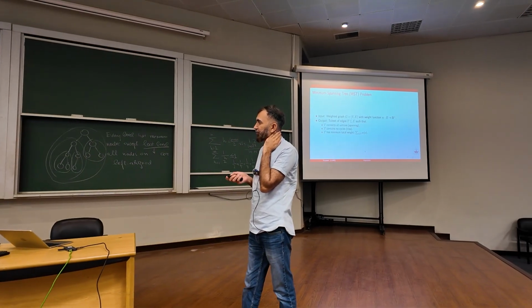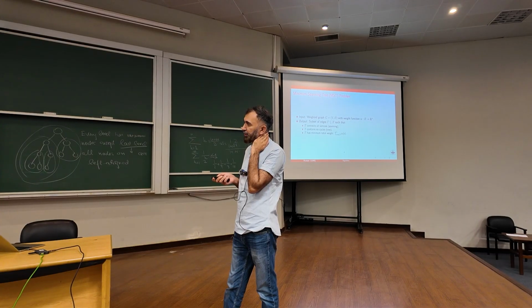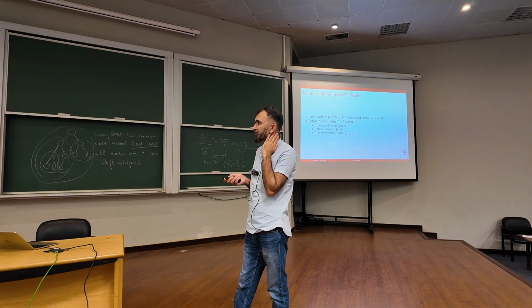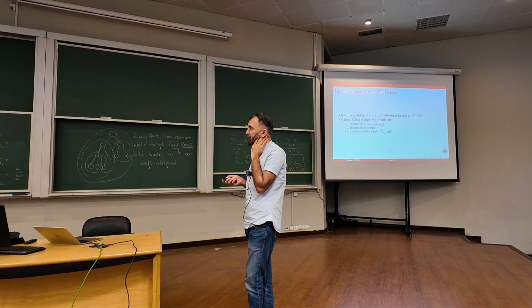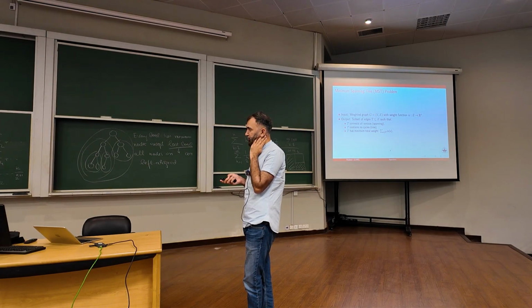So we have a graph and we have a weight function, and we are interested in a subset of edges. We want these edges to be spanning all vertices, so everything must be connected. There should not be any cycles, and the total weight should be minimum over all possible trees.